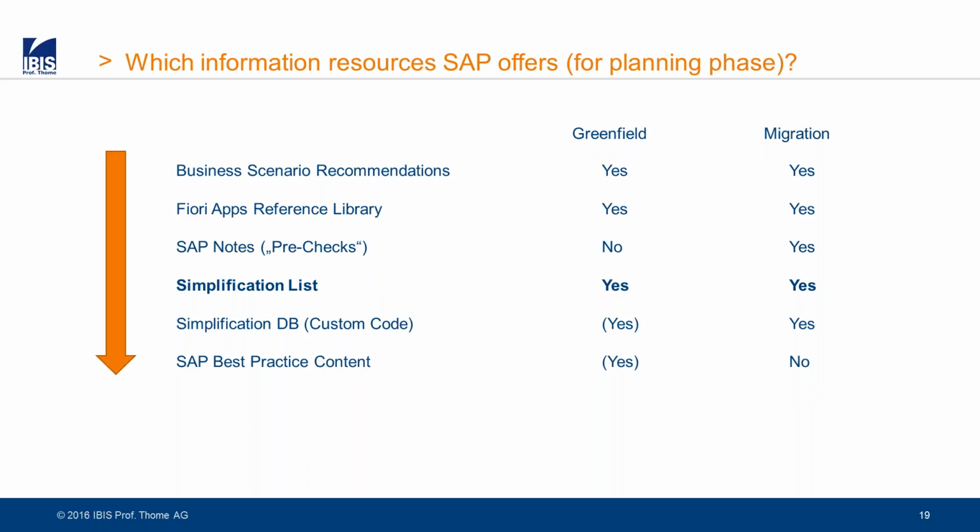Okay. But then if you're doing a migration, you need to worry about the pre-checks, which are basically preconditions which need to be fulfilled in order to do the migration. You don't need to do this when you're doing a greenfield approach, because you will start with no data at all. And then we come to the simplification list. The simplification list is kind of a summary. It also contains the stuff which is in the pre-checks, at least to some extent, and it also has the contents from the simplification database. So the simplification list basically covers all the detailed changes. And when you're doing a re-implementation, you might use the best practice content, for example, but I think that's not that important right now.